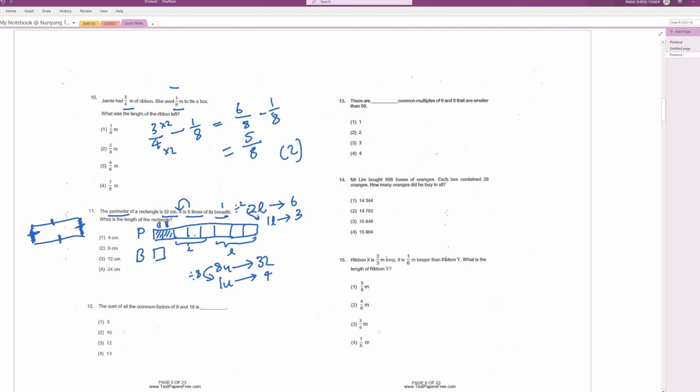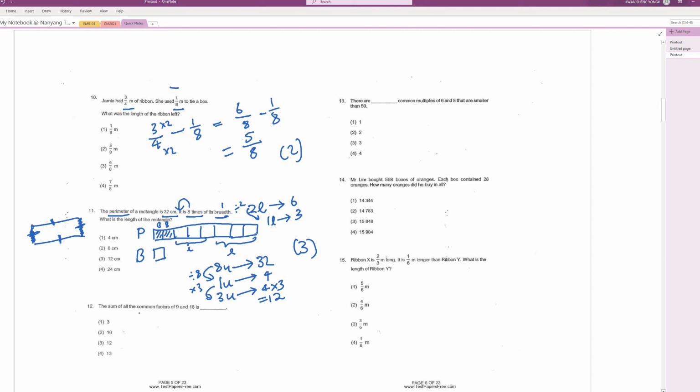And we know that from the model, the length is 3 units. So we need to find the value of 3 units. 1 times 3 is equal to 3, so we should also multiply by 3 on the right hand side. 4 times 3 is equal to 12. And the correct answer is option 3.